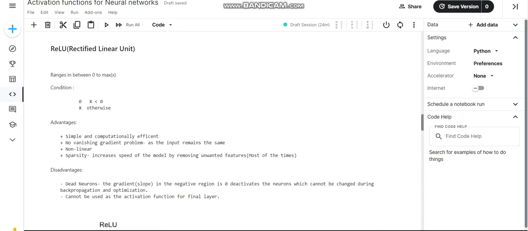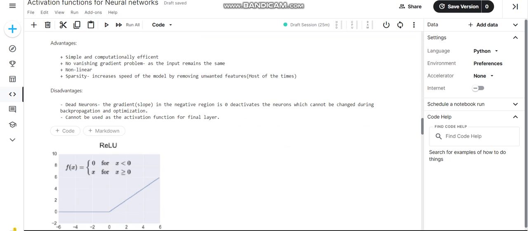Now let's look into ReLU. A ReLU function is a function which gives a value of 0 if the value of x is 0 or less than 0, and gives a value equal to x for any positive number. What are the advantages? It is simple and computationally efficient. It doesn't give rise to vanishing gradient. It's non-linear.